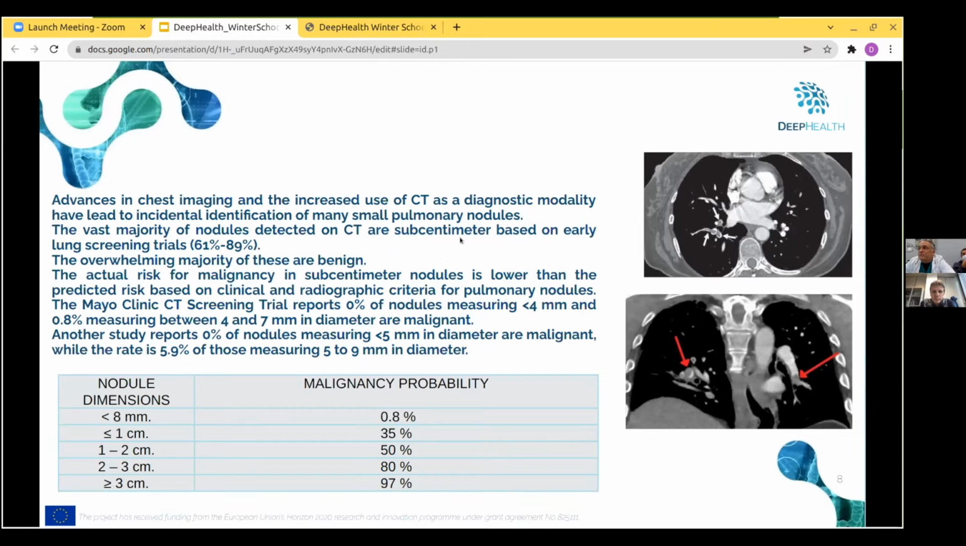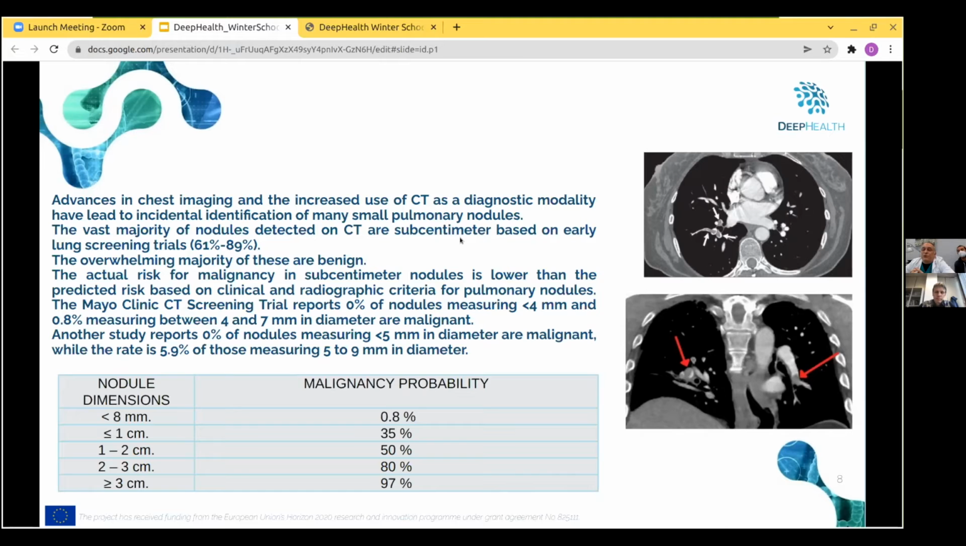The majority of these are benign. The actual risk for malignancy in sub-centimeter nodules is lower than the predicted risk based on the clinical radiographic criteria for pulmonary nodules. The Mayo Clinic, the best expert in chest radiology in the world, CT screening trial reports 0% of nodules measuring under 4 millimeters, and 0 to 8% measuring between 4 and 7 millimeters in diameter are malignant.